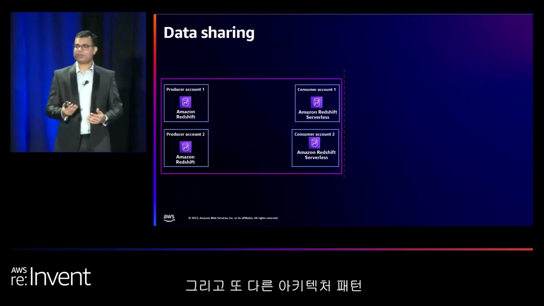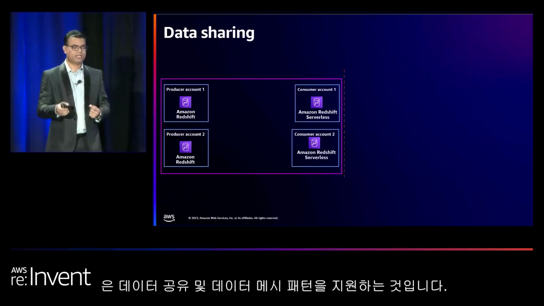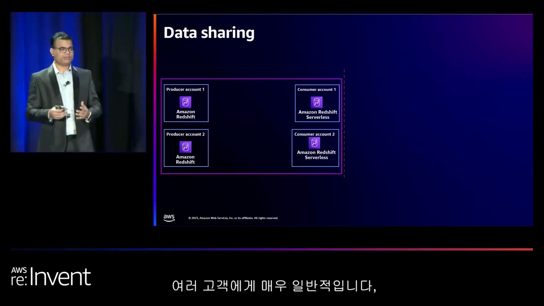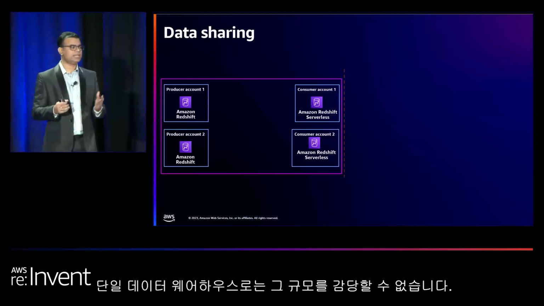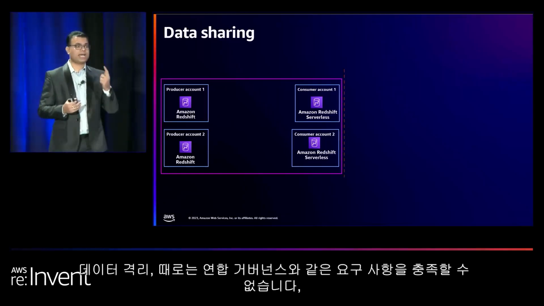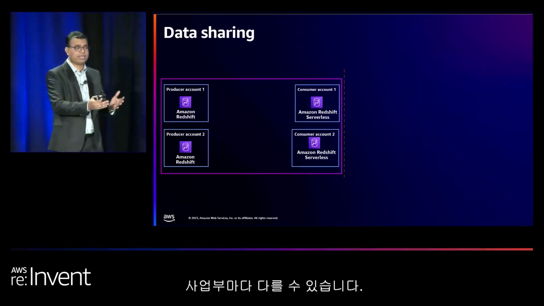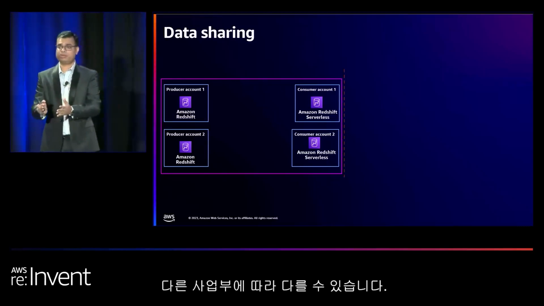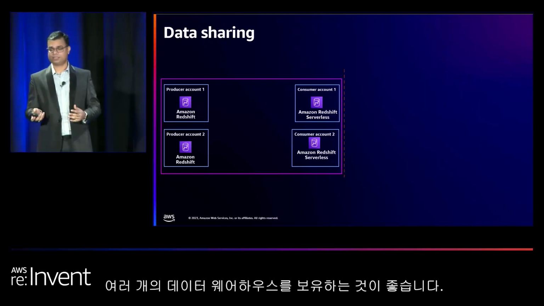Then another architecture pattern is to support the data sharing and data mesh patterns. It is very common for several customers, especially large enterprise customers. A single data warehouse is not going to provide their scale, and it cannot meet business requirements like data isolation and sometimes federated governance, tight security controls, and maybe price performance. It may vary from one business unit to the other business units. So for these customers, it makes sense to have multiple data warehouses.